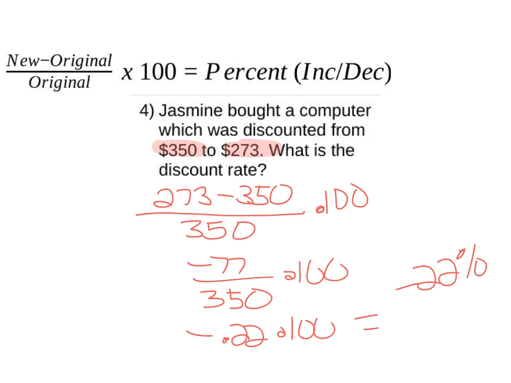So again, if we have that negative value there, that is going to tell us that this is going to be a decrease, which also is kind of implied here in the problem when we say that this is going to be discounted, and we'll be able to see that come down.